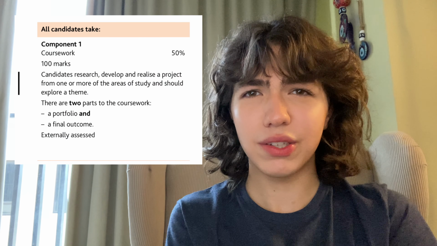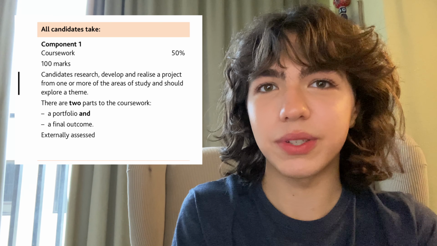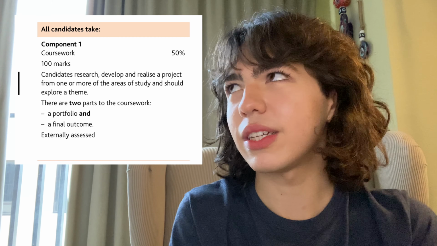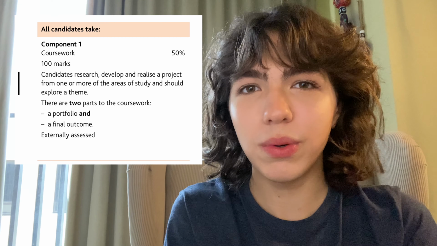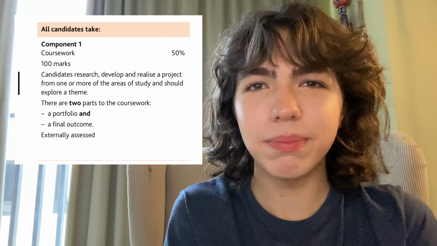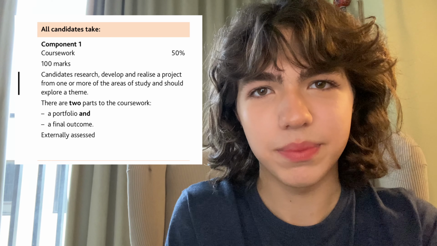As you know, component 1 is worth 50% of your IGCSE final mark, which is 200. Component 1 is 100 marks. Component 1 also consists of a portfolio of your work, which is around 8 preps, and a final outcome. That's your component 1. We're going to see the preps that I put my heart and soul into, the preps that might have contributed to my downfall a bit.